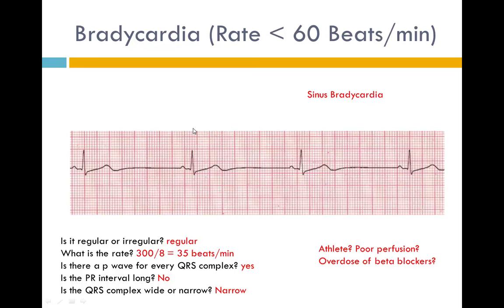So again, when you see a rhythm like this, check your patient first before assuming that the patient has poor perfusion or maybe has overdosed on beta blockers and now the rate is so slow. It could be an athlete. All right, so that's bradycardia.